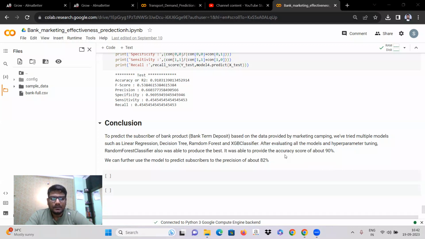So if they use our model, 90% of the time the decision tree classifier model would help them find the customers who would actually like to subscribe to the term deposit. So this may be used further to enhance the effectiveness of this marketing campaign, and the marketing cost will be decreased significantly.